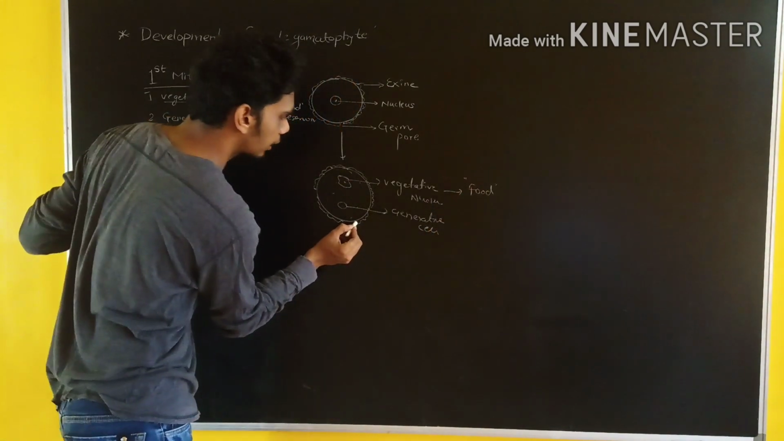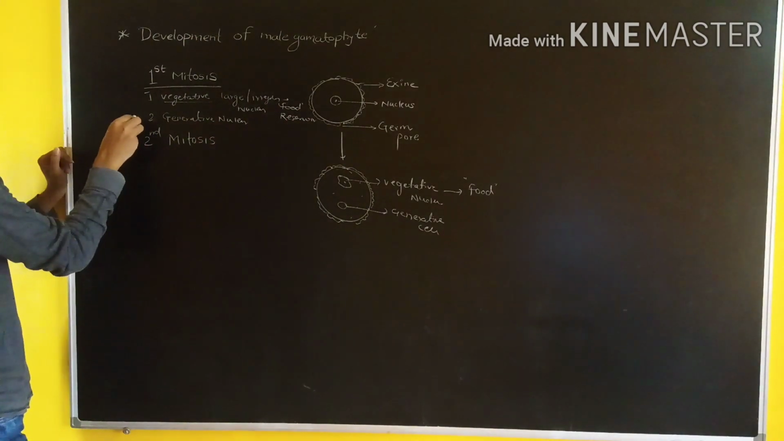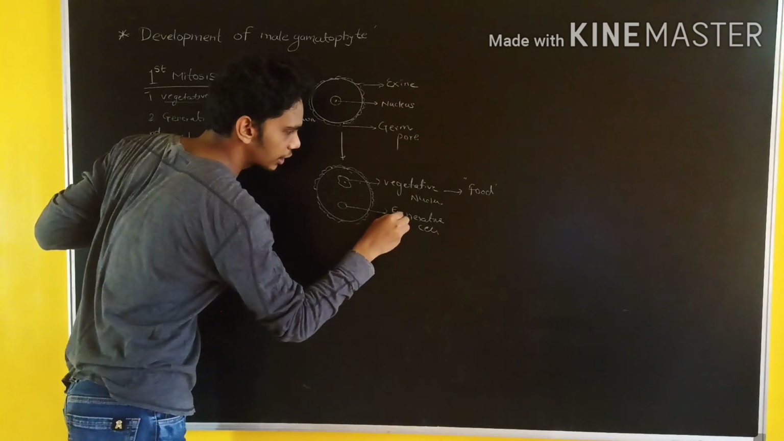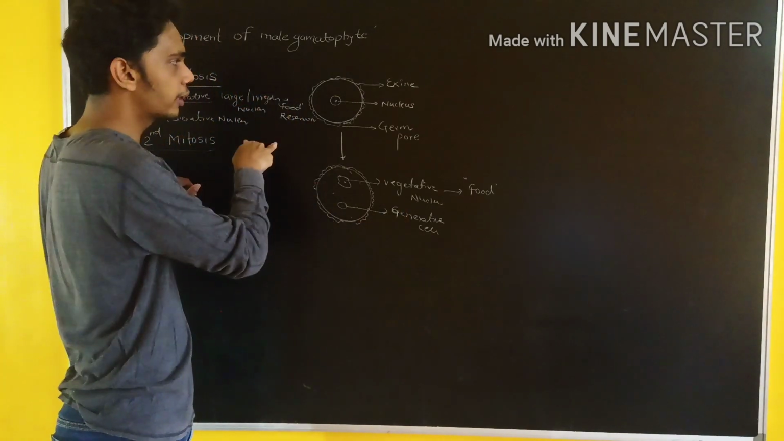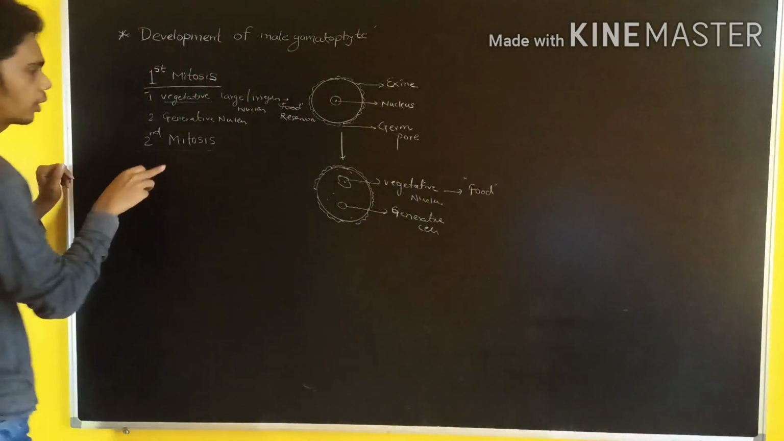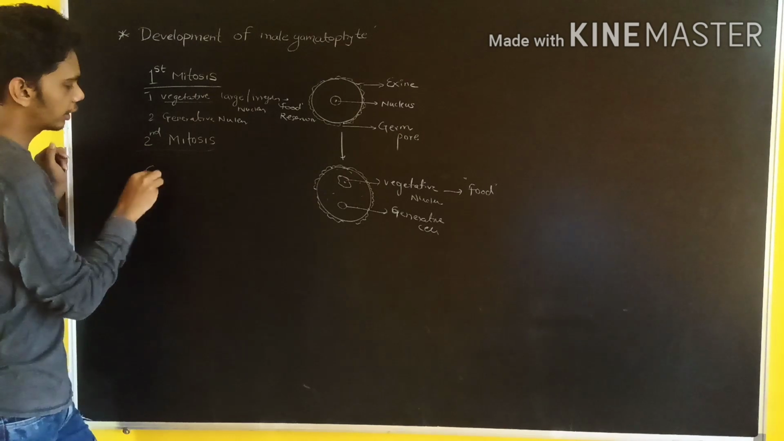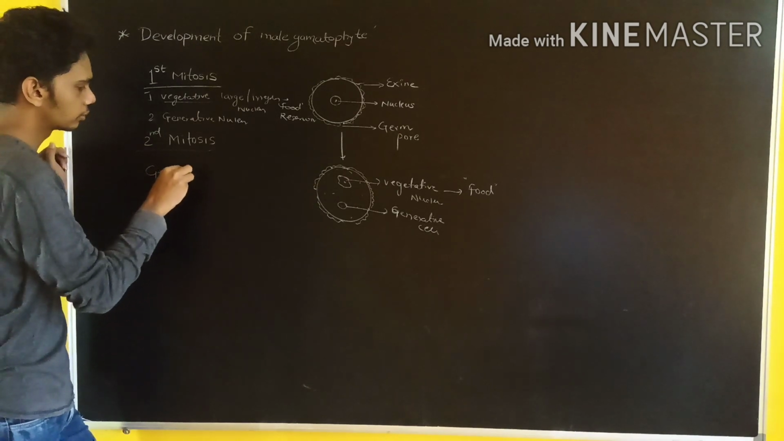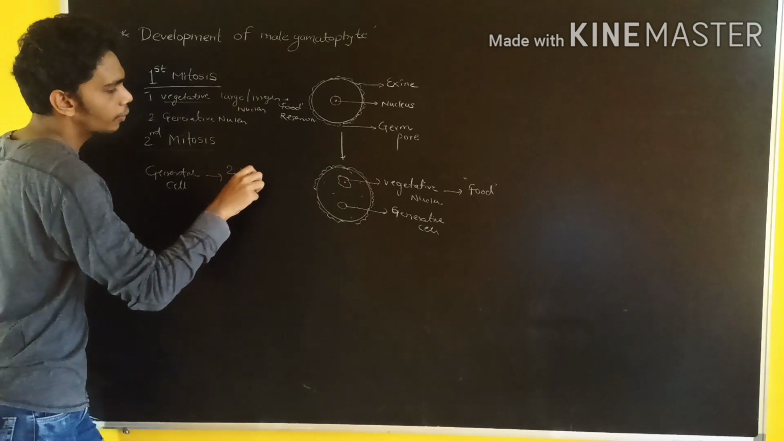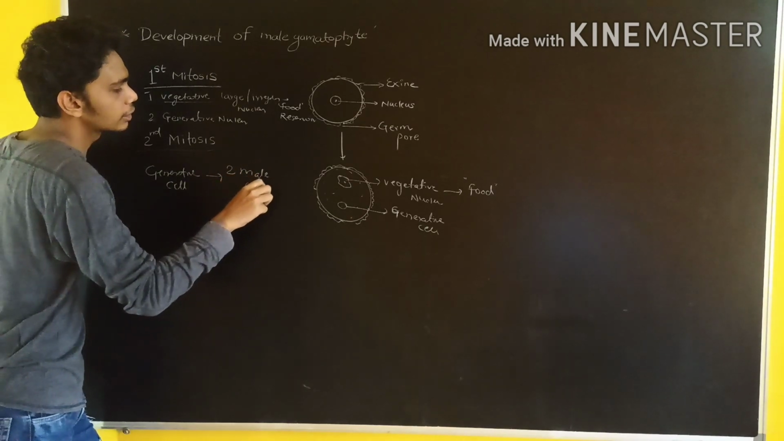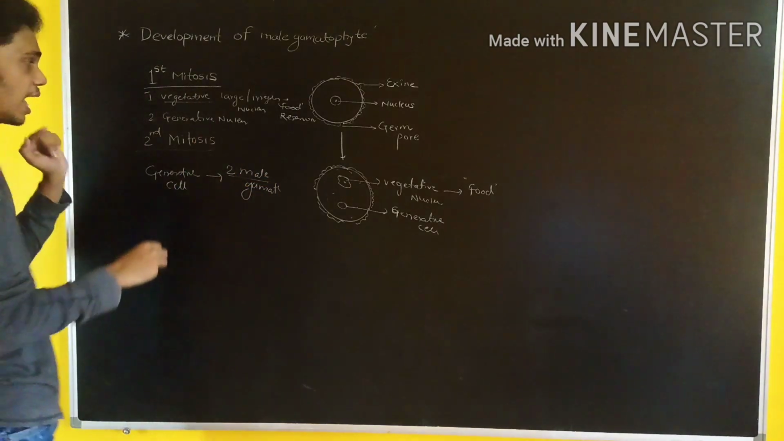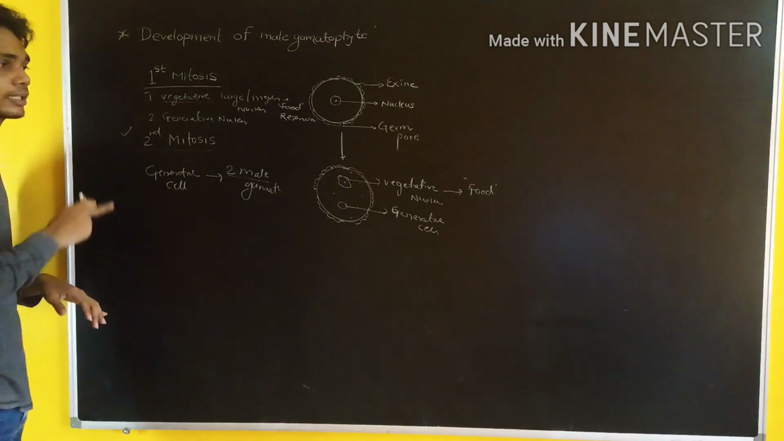So now what happened in this case? The second mitosis happens. As the name suggests, generative. Now the first mitosis occurs where two cells are formed, but in the second mitosis, what happened? This generative cell undergoes mitosis and forms two male gametes. So who is responsible for the formation of the male gametes, and how many? Two male gametes are formed by the generative cell after the second mitosis. That has to be underlined.